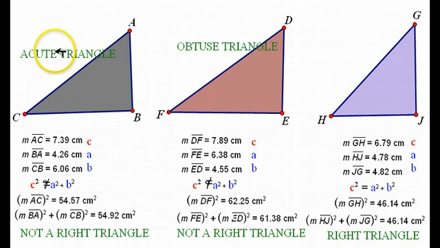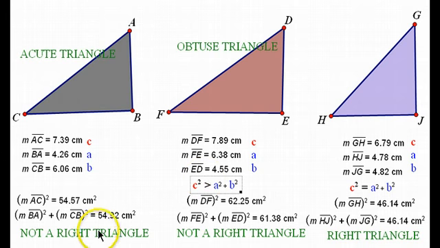So as we know here, for these two triangles, they are not right triangles. But let's see, how does C squared compare to A squared plus B squared? C squared in this triangle is 54.57, and A squared plus B squared is 54.92. So in this case, C squared is smaller than A squared plus B squared. And in this case, C squared is 62.25 and A squared plus B squared is 61.38. So we can say that C squared is bigger than A squared plus B squared.